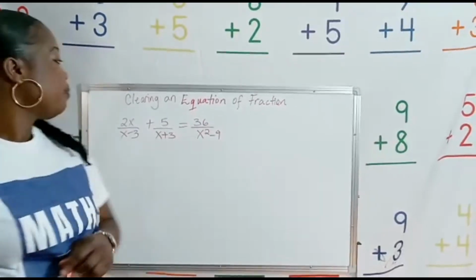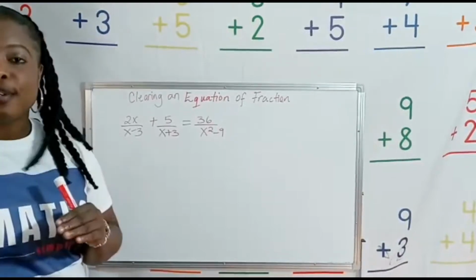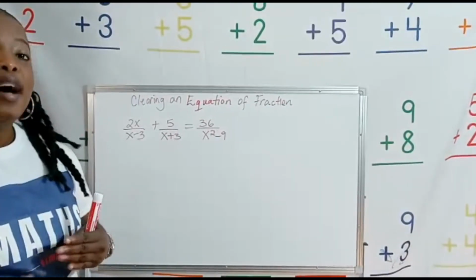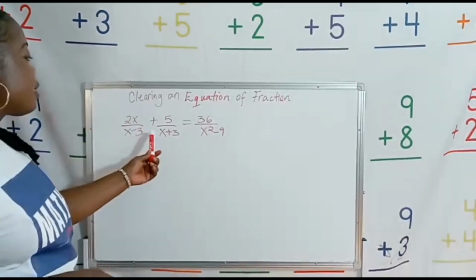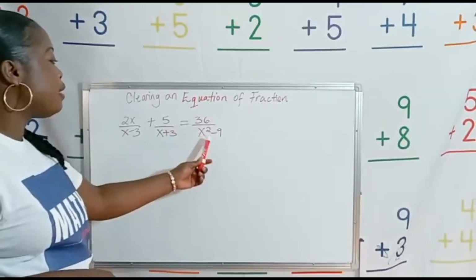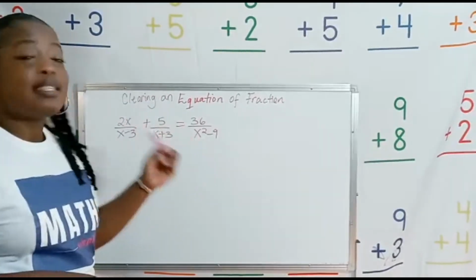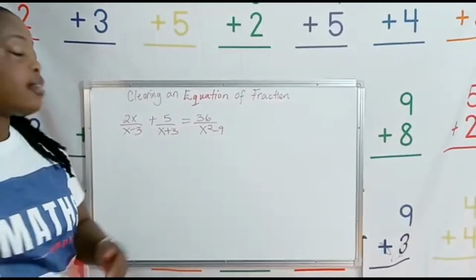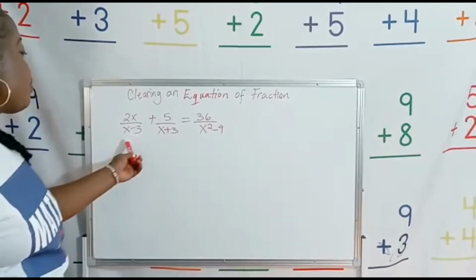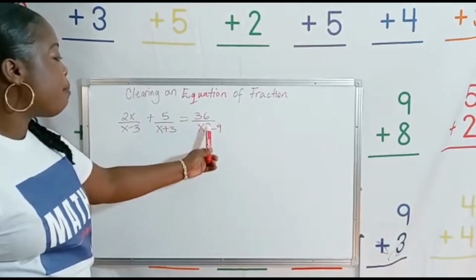minus 9. The first thing we have to do is look at our denominators to see how we can simplify the fractions that we have. We have x minus 3, x plus 3, and x squared minus 9. By looking at this, we can tell right away what our common denominator is, because we have the difference of two squares, x squared minus 9.